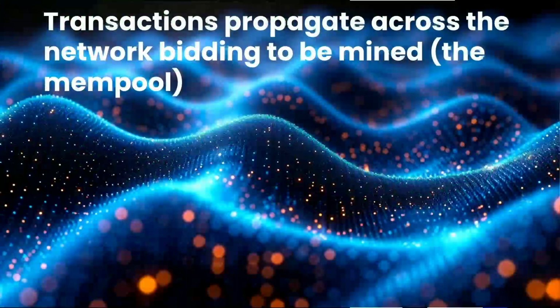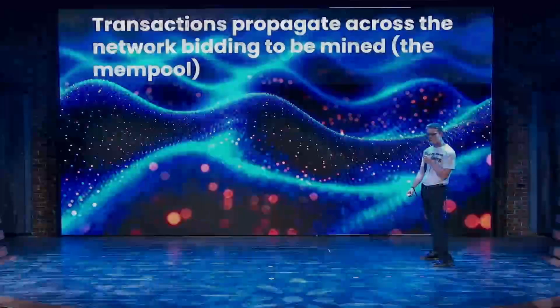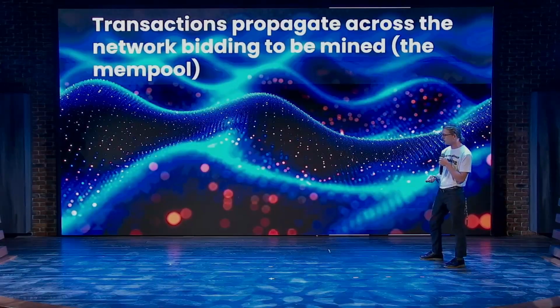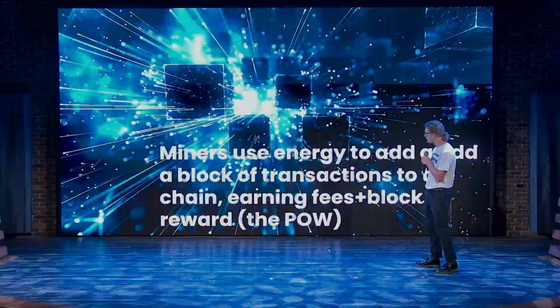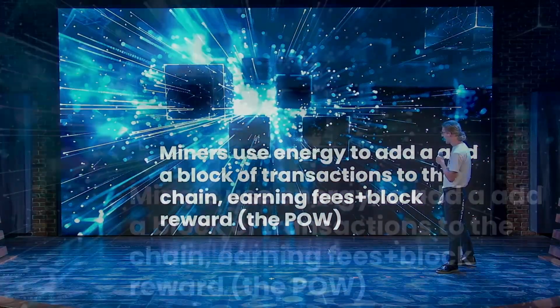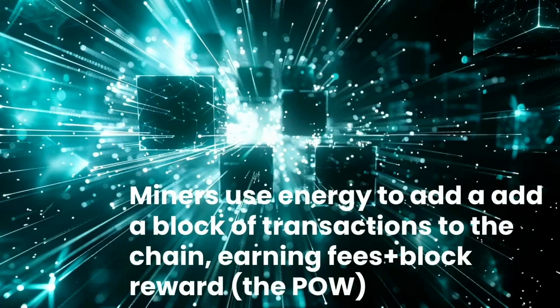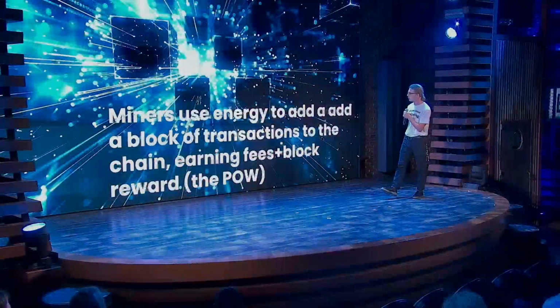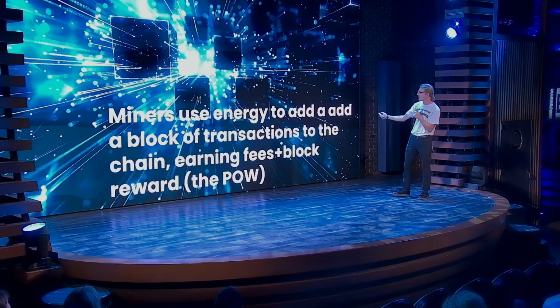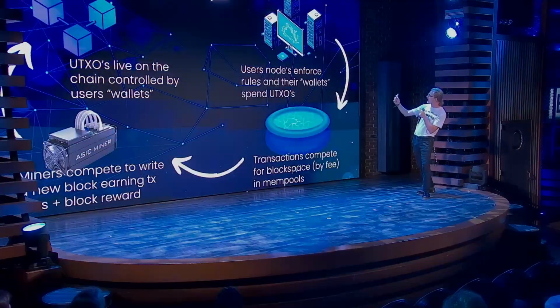Okay, another important function. Transactions propagate across all of the users' wallets and nodes, and they propagate in something called the mempool, and this is kind of where transactions wait to be added into a block. And of course, miners are the ones that add them into a block. Miners use energy to pull transactions from the mempool and create a new block on the Bitcoin chain. And in doing this, they earn fees and the block reward. Okay, cool. Those are all probably things you knew, but this is kind of how I see these things.